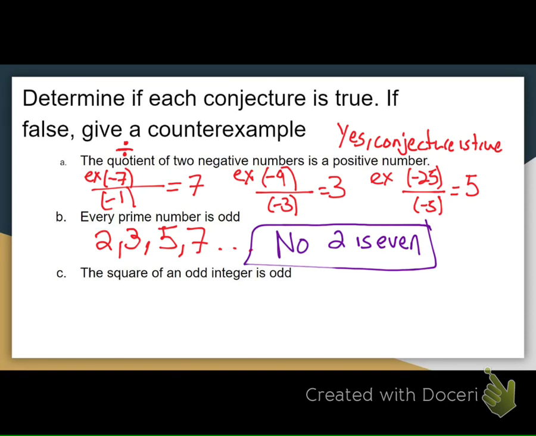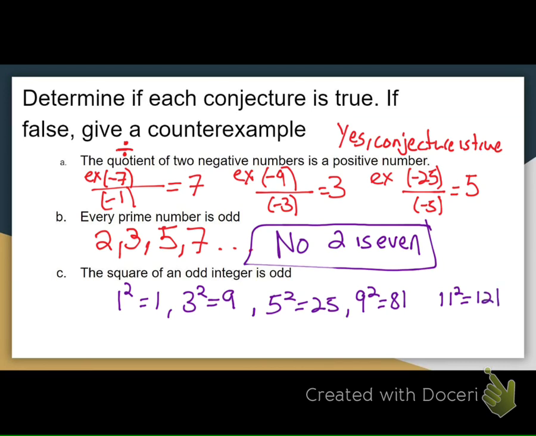Okay, the last one. The square of an odd integer is odd. So we have 1 squared is 1. What's 3 squared? 9. 5 squared? 25. Let's do 9 squared. We'll skip 7. Okay, let's just see if you guys might remember this. 11 squared? 121. Okay, that's nice that you actually remember that. What do we see here? Odd squared numbers are odd. So yes, conjecture is true.